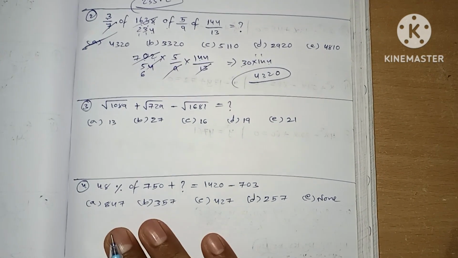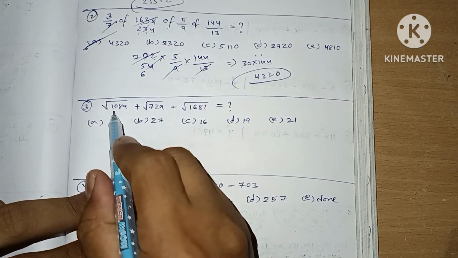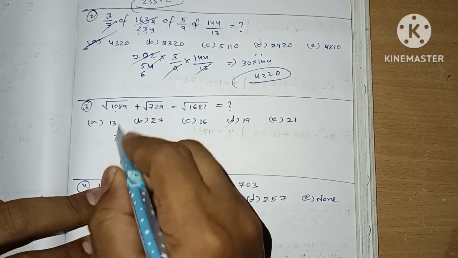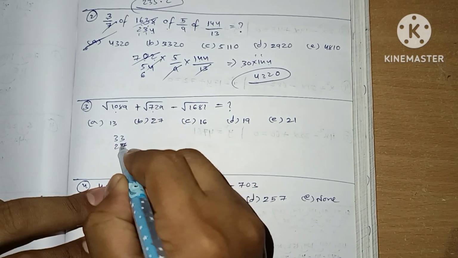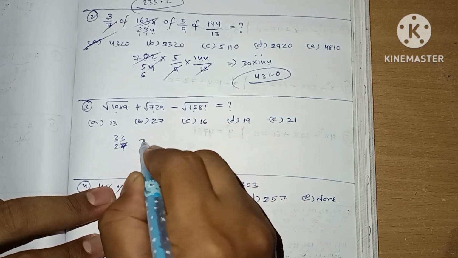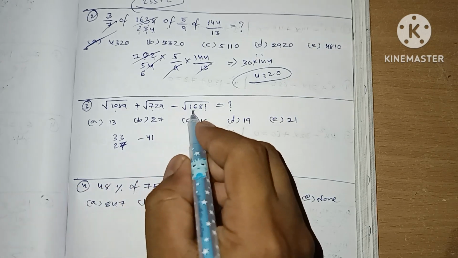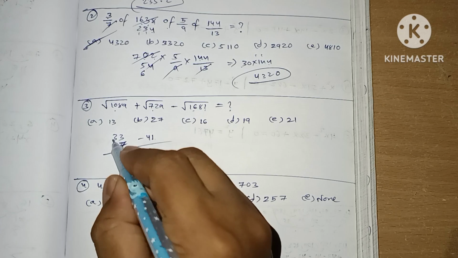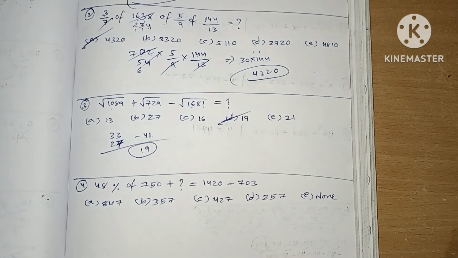Next, third question. To solve this one, we need to know the values of squares. 1089 is a value of 33 square value, and 729 is 27 square value, minus 1681 which is 41 square value. So by this we get 10 minus 1 which will be 9, 5 minus 4 which will be 1. So answer is 19. Option D is our answer.